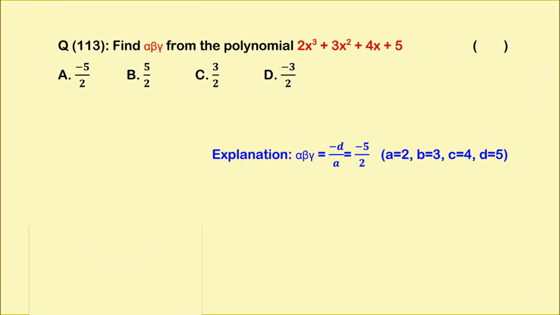Question number 113. Find alpha into beta into gamma from the polynomial 2x cube plus 3x square plus 4x plus 5. By comparing with the standard equation, the value of A is 2, B is 3, C is 4, D is 5. So alpha into beta into gamma is nothing but minus D by A. If you substitute the values, we get minus 5 by 2. So the right answer is A.